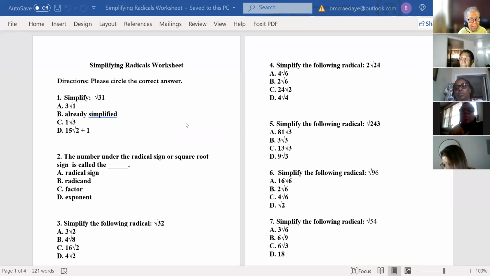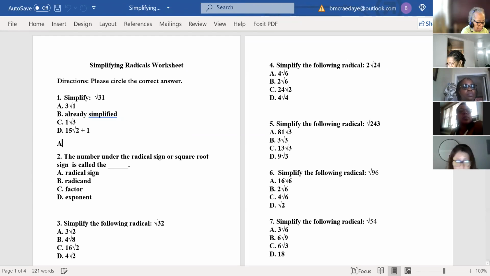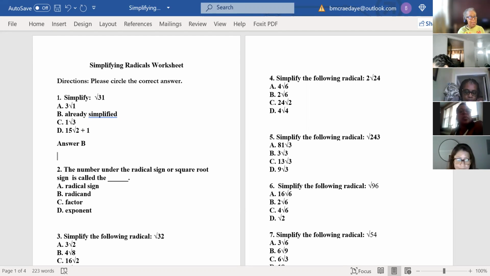What about it, Vanessa? Any numbers? None. There's none. So what would be the answer for number 1? It would be B, that's right. Already simplified, because 31 is a prime number. So the only factors are 31 and 1. So you put answer B as in boy. That's correct.